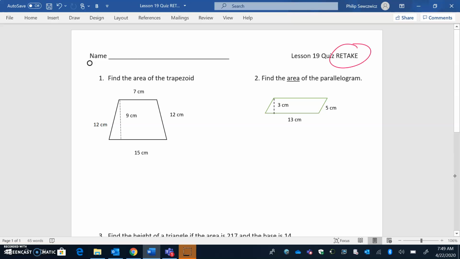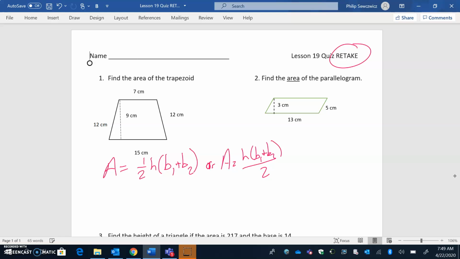Okay, so area of a trapezoid. Everything here that we're doing today is working off our formulas. So I always like to get my formulas down first. Half of the height with the bases added together. There's another formula that you might see as well. Area is going to be the height with the bases added together and then divided by 2. It's not going to make a difference, so we'll walk you through both of them there.